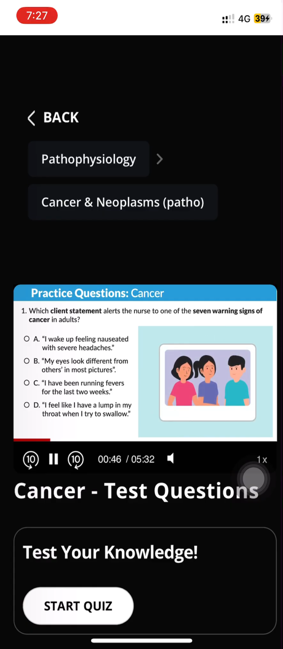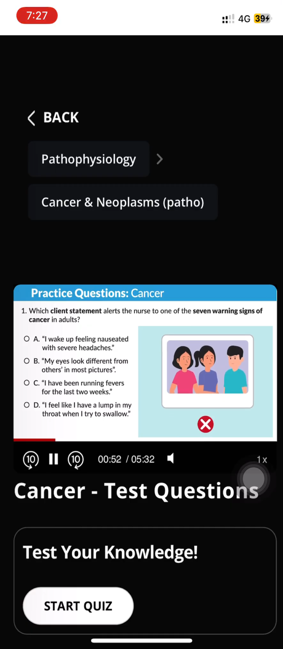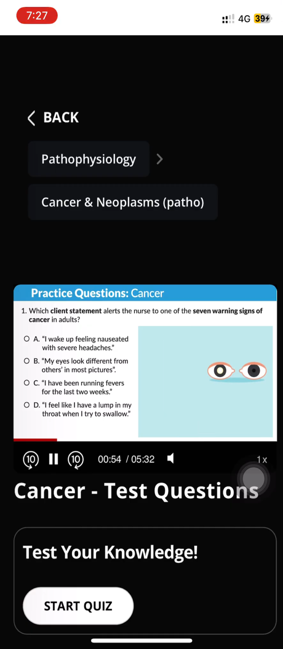And option B, my eyes look different from others in most pictures. No, this is technically not a warning sign here. Now, eyes that look different in pictures could actually mean eye cancer, but that is typical of pediatrics and not adults, called a retinoblastoma, which we cover in a separate video in the pediatric course.